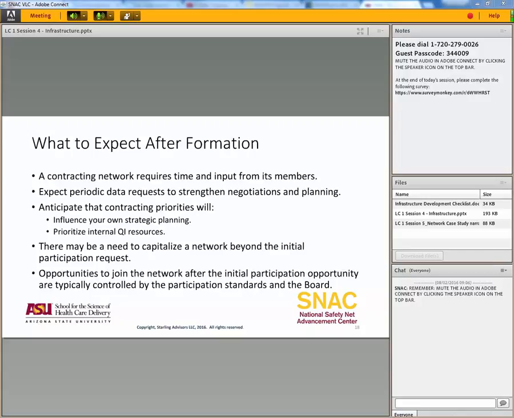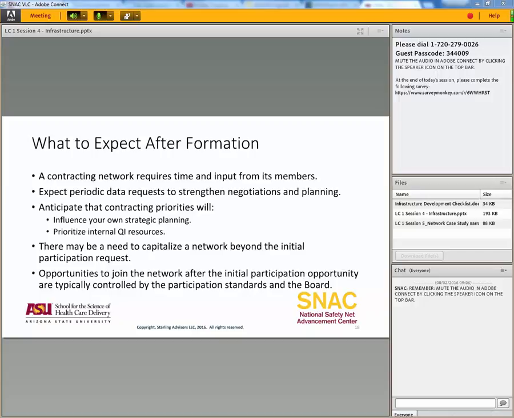contracting priorities that will naturally have an impact on the strategic planning of its individual members, and likely impacts the prioritization of the individual members' quality improvement resources. And by signing up to be in a network or by taking on a new payment approach, even if it's to a very specific population, there's an implied commitment of resources to make that happen. But understanding that the network does then influence how the organization utilizes its own resources.